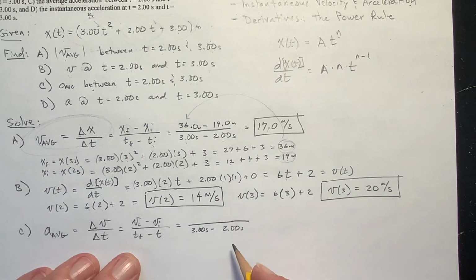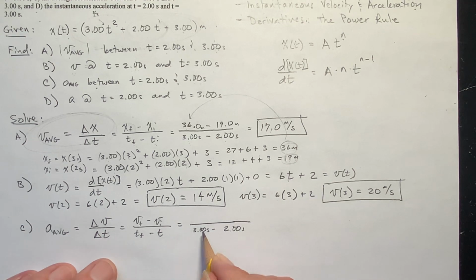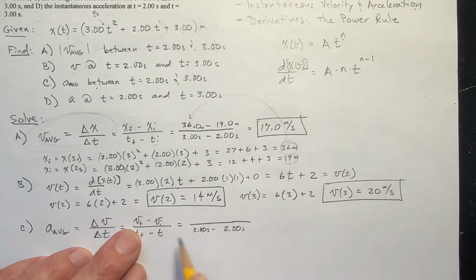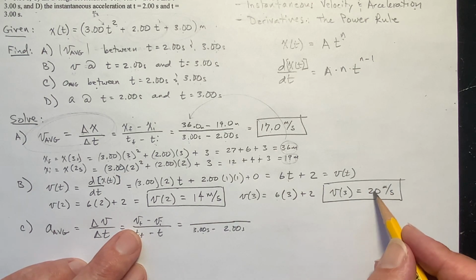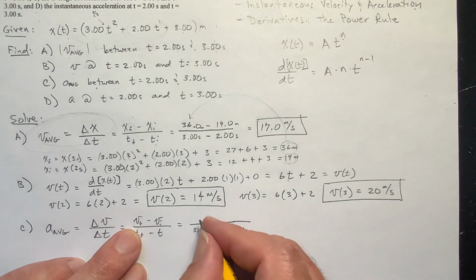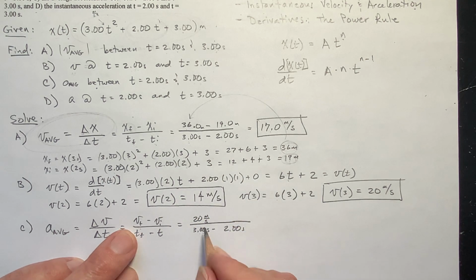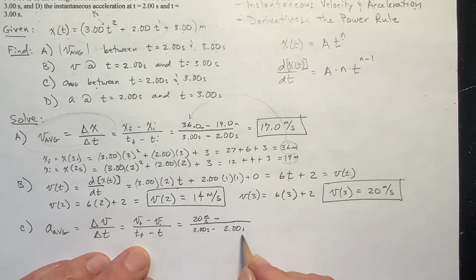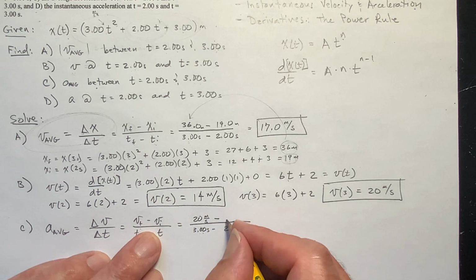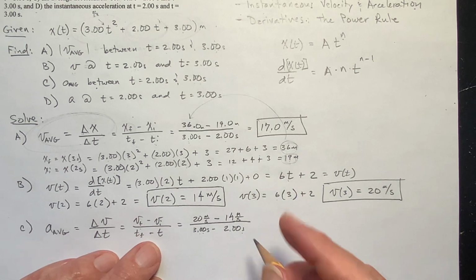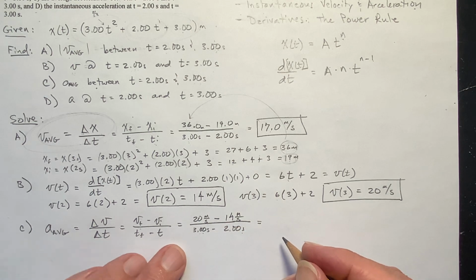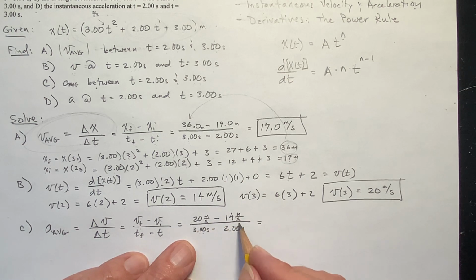But what is the final velocity? What is the final velocity? It's the velocity at 3 seconds. Oh, hey, we already calculated that in part B. How convenient. 20 meters per second is my final velocity, or my velocity at 3 seconds, minus my velocity at 2 seconds, my initial, oh yeah, okay, 14 meters per second. And so now we go ahead and get meters per second per second. So you have 20 minus 14, and that's going to be 6.